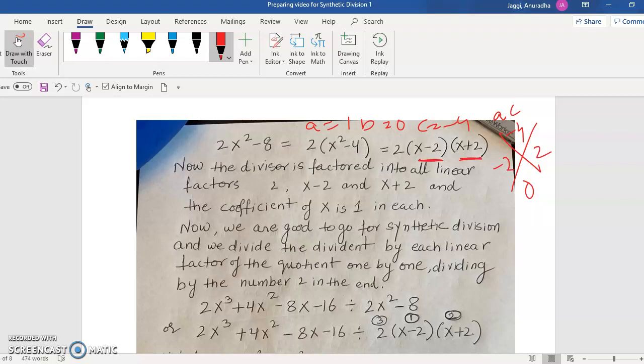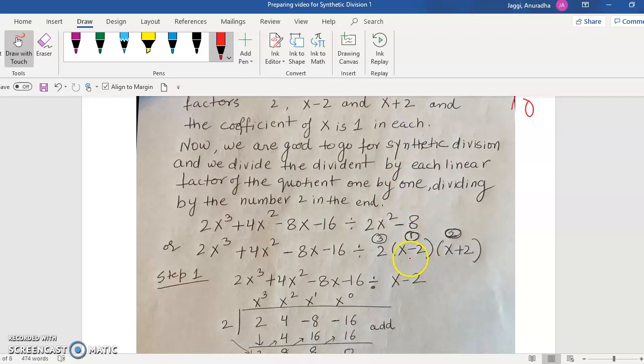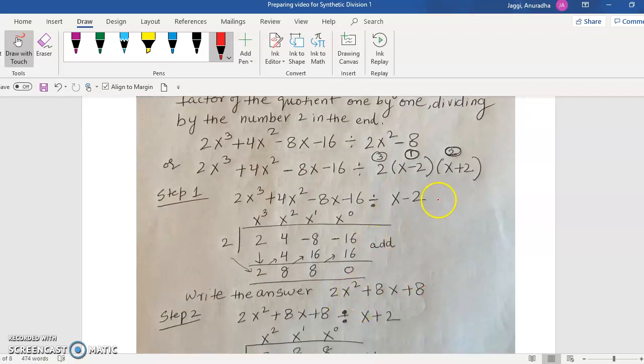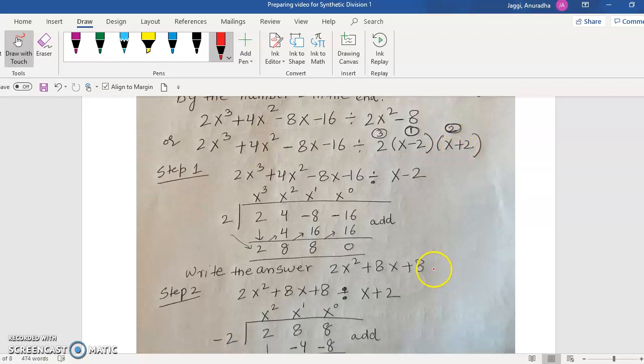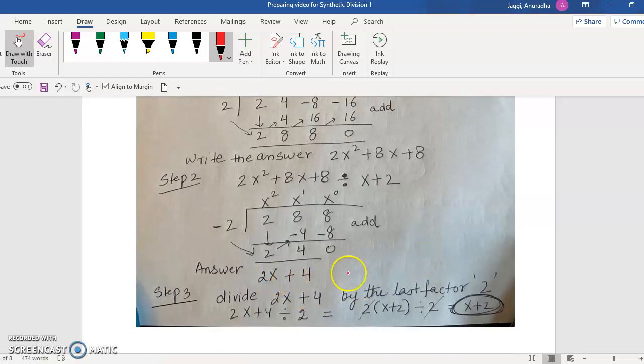Once you have the factors, it is up to you. You're going to start dividing your polynomial one by one. You can use any of the three factors first: 2, x minus 2, x plus 2. The 2 doesn't need synthetic division because it's not a linear binomial. It's just a number. You can divide it regularly. Every coefficient gets divided by 2. But I'm going to start dividing by this factor first. You use synthetic division, get your answer. That answer you divide by the second factor and get your answer again. Then you divide the final answer by 2.